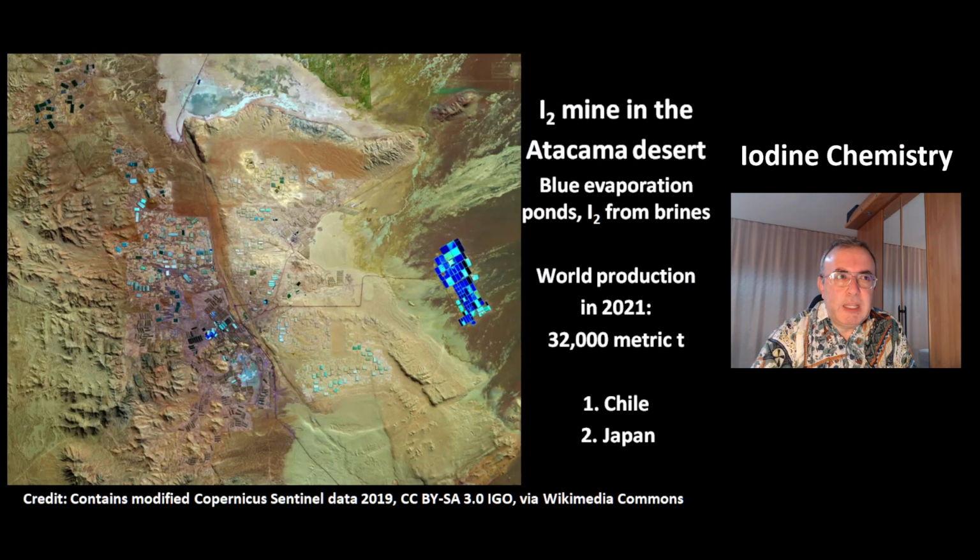This is a picture of an iodine mine in Atacama Desert in Chile. These blue areas are evaporation ponds, and the iodine is isolated from the brines. The world production in 2021 was 32,000 metric tons. Number 1 producer was Chile, number 2 was Japan.